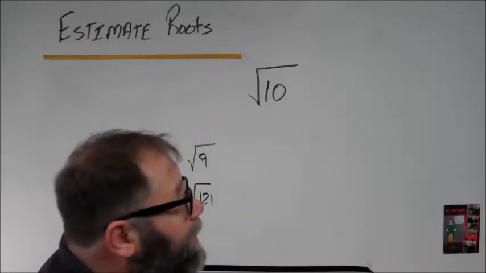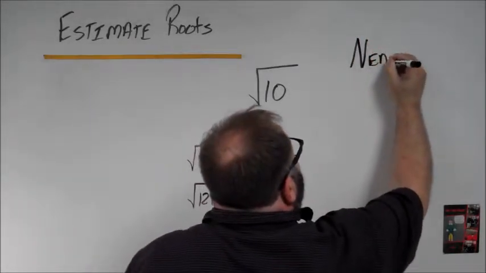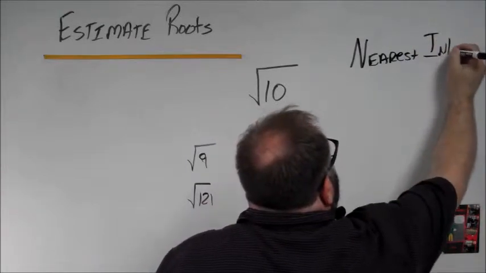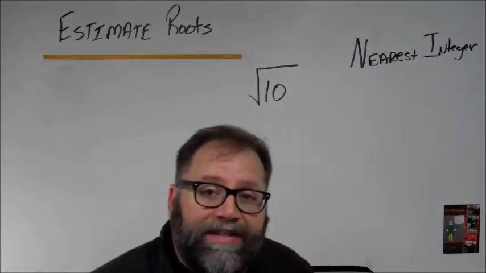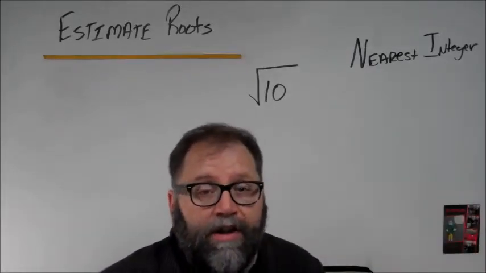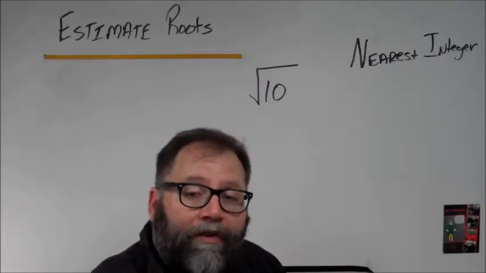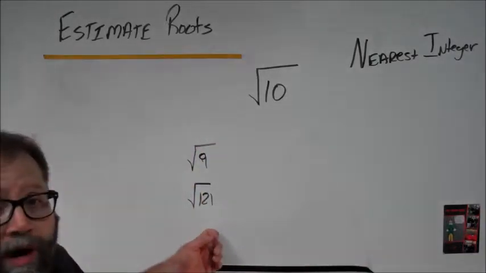Now when we're estimating roots, the one thing we're looking for is the nearest integer. The nearest integer. So it's not whether or not you've gone past it or it's less than. This is not The Price Is Right. There's no going over. It's whatever number is closest to it that was the perfect square.